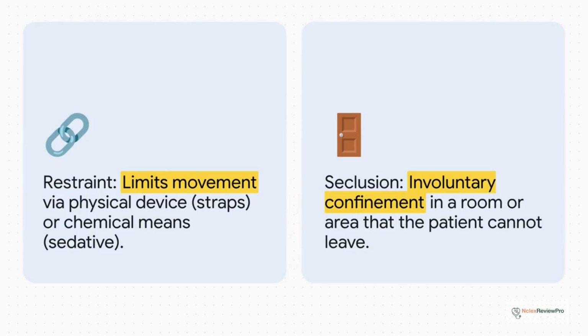Now let's clear something up. Restraint and seclusion are not the same thing. A restraint is anything that physically or chemically limits a patient's movement. We're talking wrist restraints or a sedative medication. Seclusion is environmental. It's putting a patient in a locked room they can't get out of. Both are serious, last resort interventions with their own strict rules.